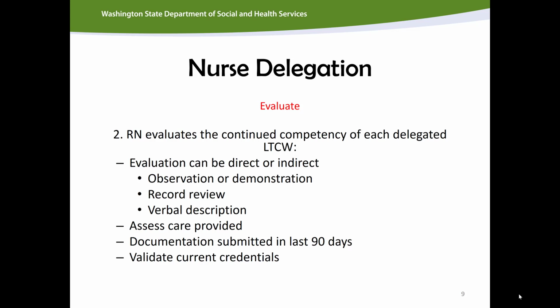The second component to the 90-day evaluation for nurse delegation is evaluating the long-term care worker. The nurse delegator may assess competency in one of 3 ways: observation, record review, or verbal description. However, please note that on initial delegation, the nurse delegator must observe the long-term care worker performing the task. The nurse delegator will assess the long-term care worker, any documentation that has been submitted in the last 90 days, and validate the credentials of the long-term care worker.